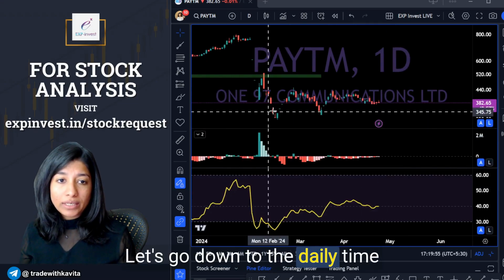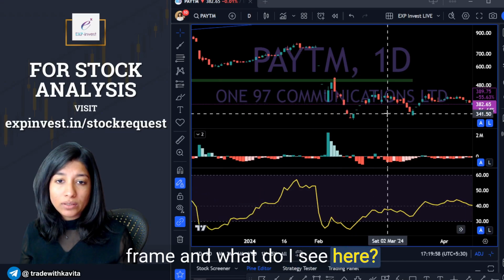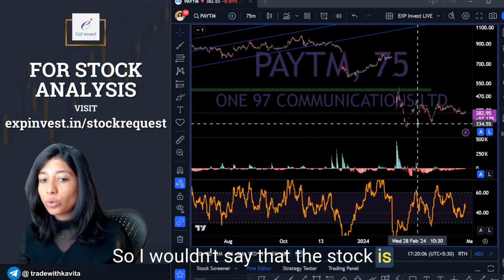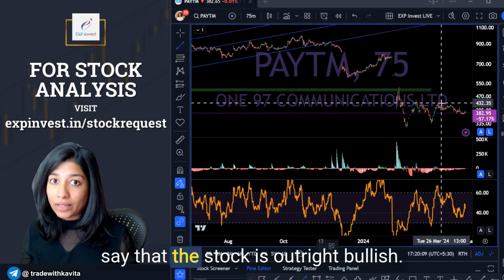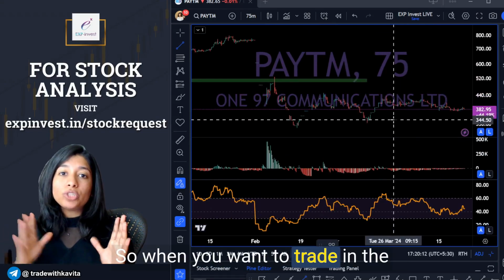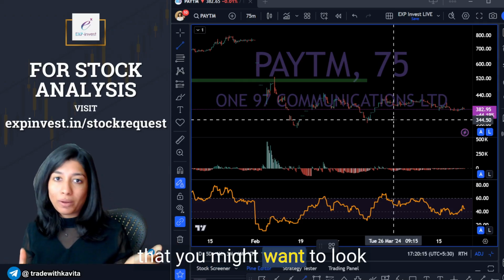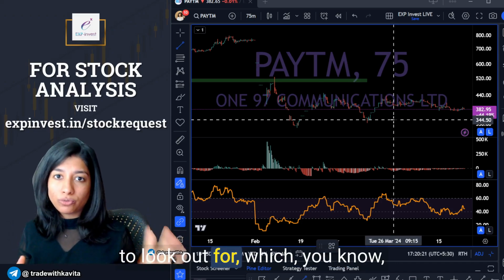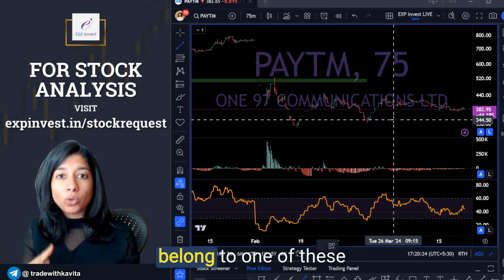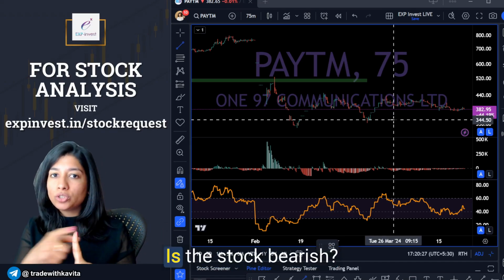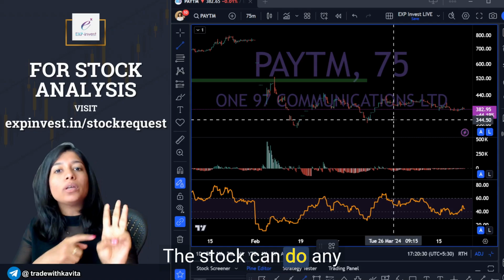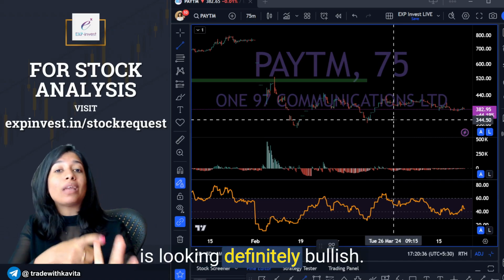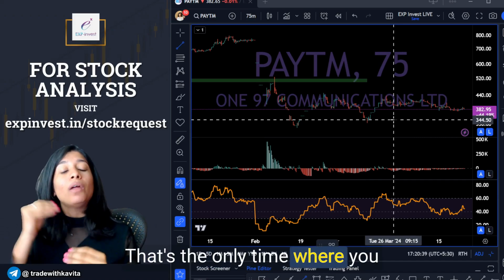Let's go down to the daily time frame, and what do I see here? The volume activity is not very clear. So I wouldn't say that the stock is outright bearish, but I also wouldn't say that the stock is outright bullish. So when you want to trade in the market, there are three things that you might want to look out for, but there is only one thing that you want to act on. The stock will most likely belong to one of these three categories. Is the stock bullish? Is the stock bearish? Or is the stock neutral? The stock can do any of these three things. But when you want to take action in the stock, you want to make sure that the stock is looking definitely bullish. That's the only time where you want to commit your capital.